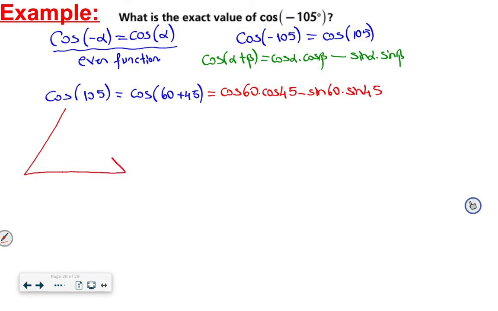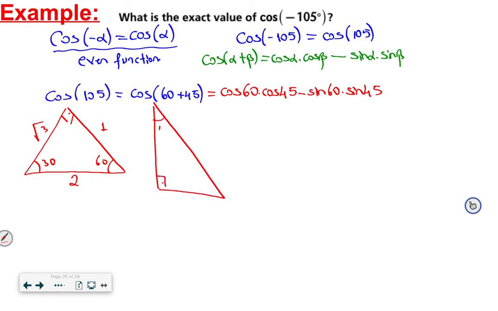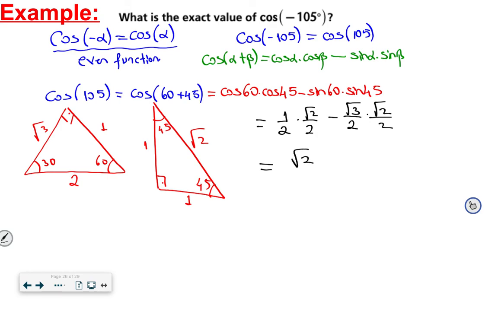If you draw two special triangles, 30, 60, 90, if this is 1, then this is going to be 2, this is going to be radical 3. If you draw a 45, 45, 90 triangle, if the sides are 1, the hypotenuse is going to be radical 2. Now you can find the value of each trigonometric function. Cosine 60 is 1/2 times cosine 45 is radical 2 over 2, minus sine 60 is radical 3 over 2 times sine 45 is radical 2 over 2. If you combine it, you will get radical 2 over 4 minus radical 6 over 4. So radical 2 minus radical 6 over 4 is cosine negative 105. This is your answer.